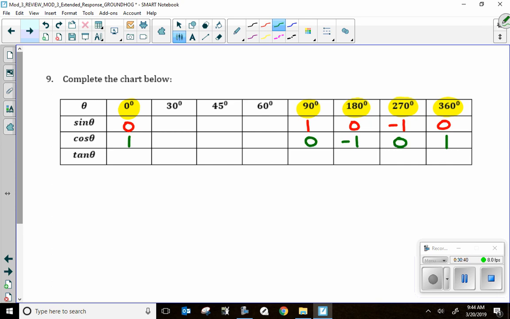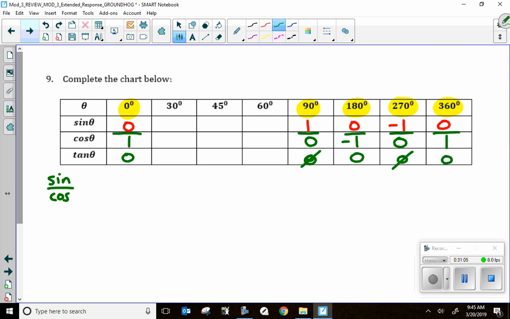Now tangent is just sine over cosine. So I can literally make this fraction. 0 over 1 is 0. 1 over 0 is undefined. That's where an asymptote happens. It is undefined. It is not 0. 0 over -1 is 0. -1 over 0 is undefined. And 0 over 1 is 0.